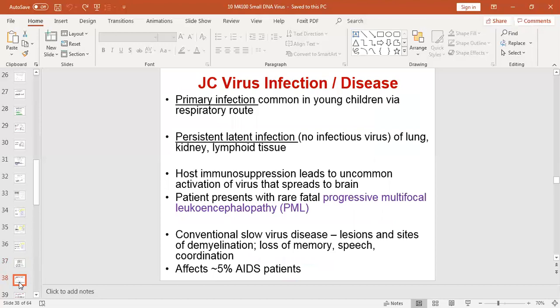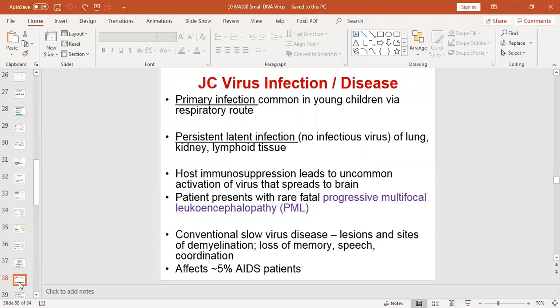Well, remember I said another virus in this family is JC virus. Let's see what infection and diseases are caused by this virus. It can cause primary infection, which is very common in young children. The route of transmission is through the respiratory route. It can also cause persistent latent infection. During latent infection, we do not see any infectious virus. We see latent infection in the lungs, kidney, and lymphoid organs.